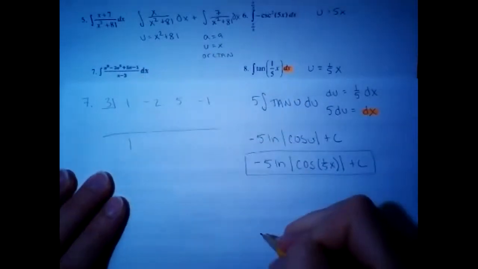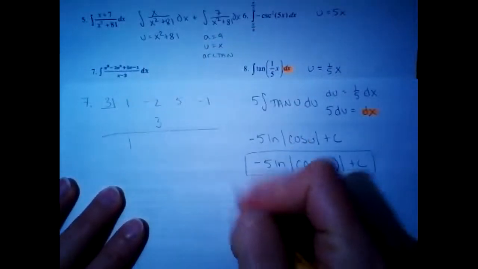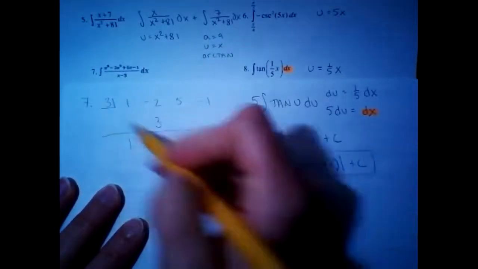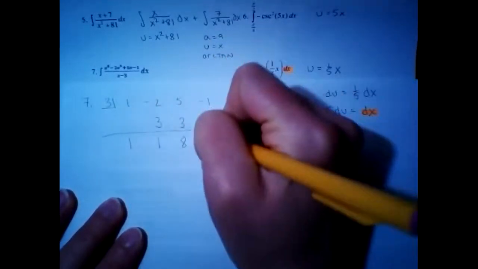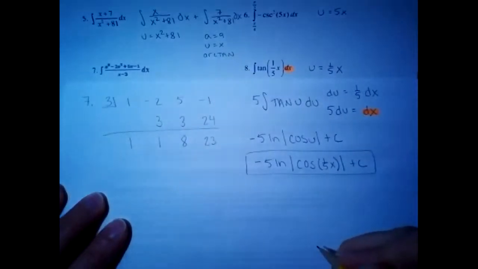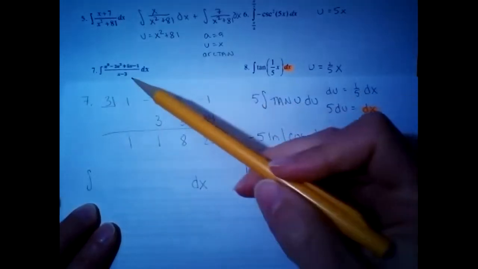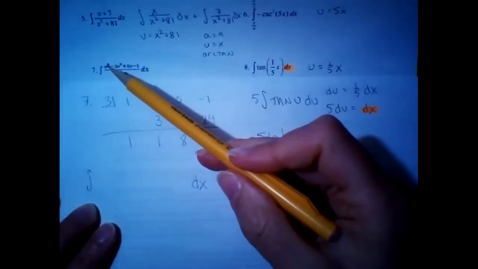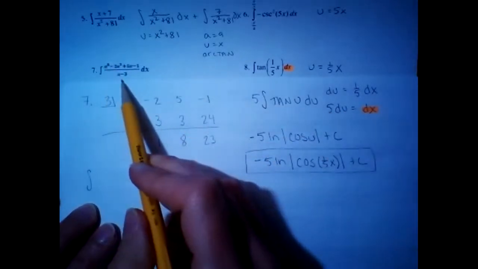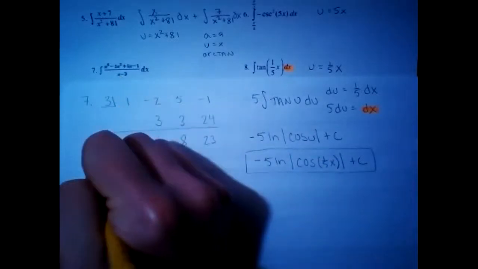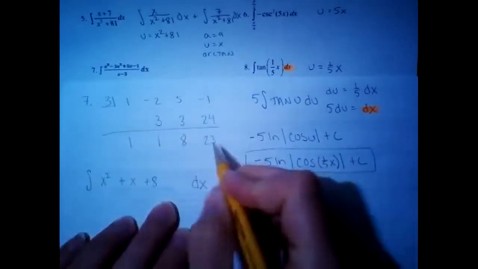So I'm gonna bring down the 1, and then it's multiply, add until you get to the end. So 3 times 1 is 3, add that column, and you get 1. So 3 times 1 again is 3, add that column, you get 8. 3 times 8 is 24, add that column, and you get 23. So when you go to put this back in the problem, put the integral and the dx there, you start with 1 less power than you had, and that's because you're dividing out. So this was x to the 3rd, we're going to start with x to the 2nd. x to the 3rd divided by an x is going to give you x to the 2nd. So this is 1x squared plus 1x plus 8, and then 23 is the remainder.